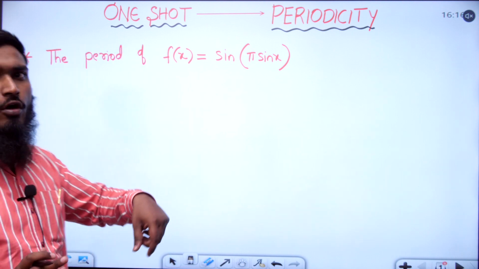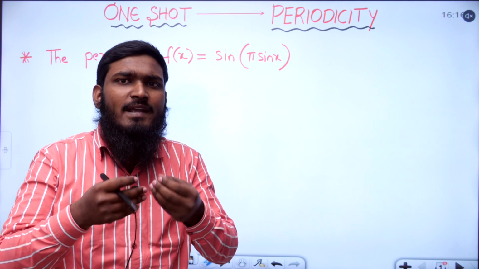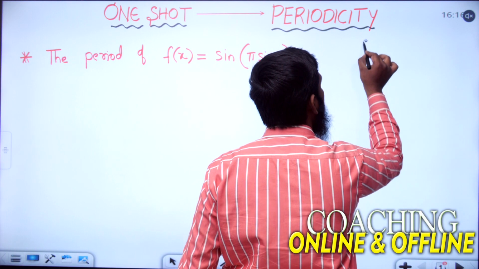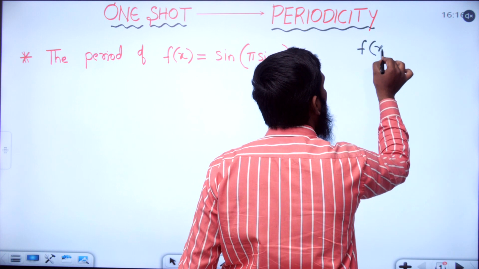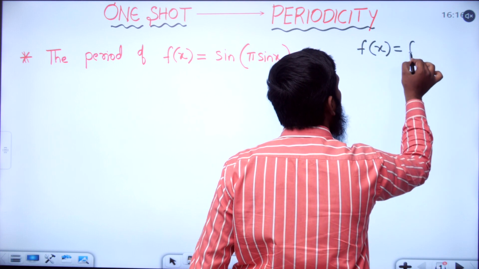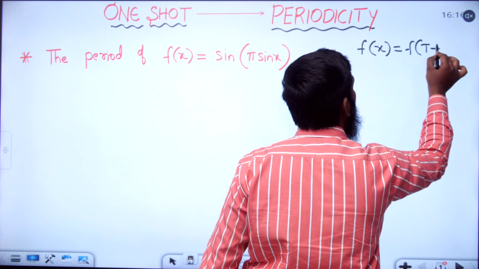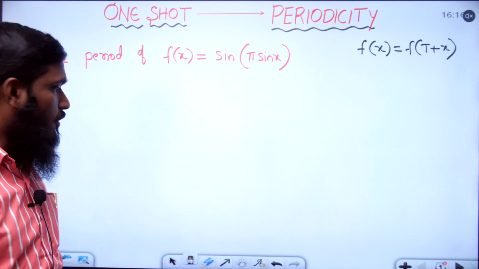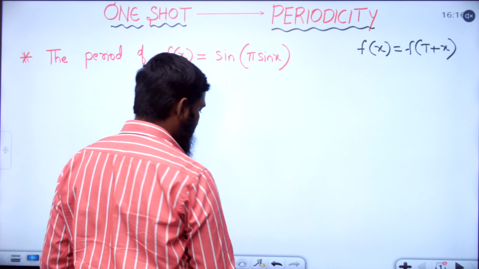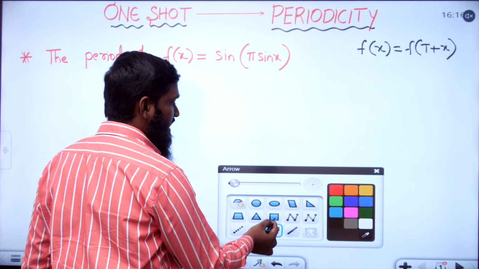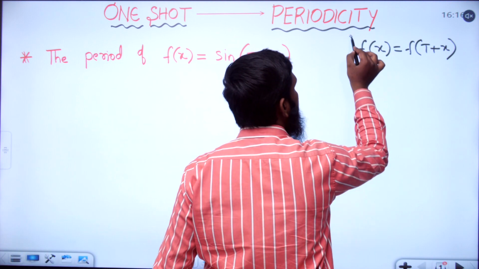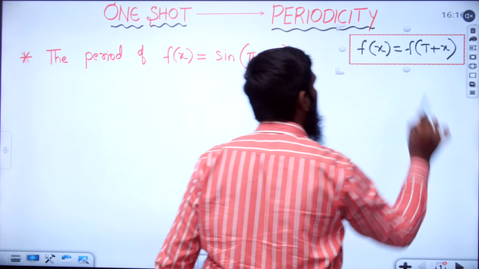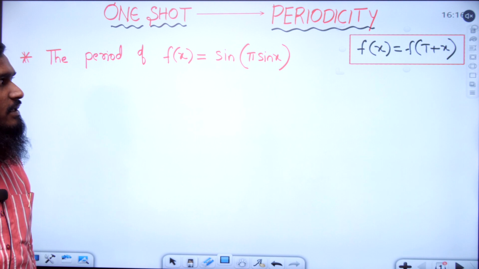If you want to find out the period, what is the condition we are having? The condition is f of x equals f of t plus x. If this condition is satisfied, then we can say that it is a periodic function and the t value will be the period of that function.